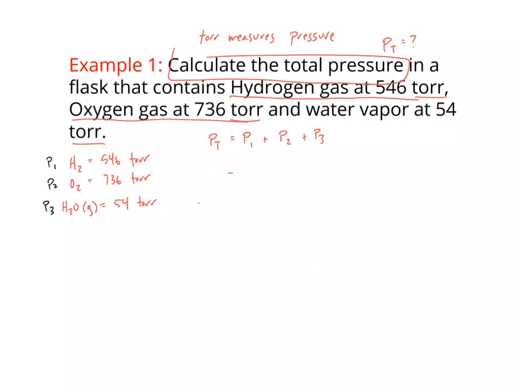So for P1, the pressure of hydrogen, I had 546. P2, the pressure of oxygen gas, I had 736. And for P3, the pressure of water vapor, I had 54. So with those individual pressures, all I have to do is add them up to get a total pressure. So after adding them all together, I should get a sum of 1,336. 1,336 torr is my total pressure of hydrogen, oxygen, and water vapor.